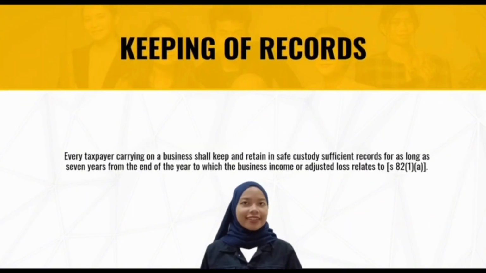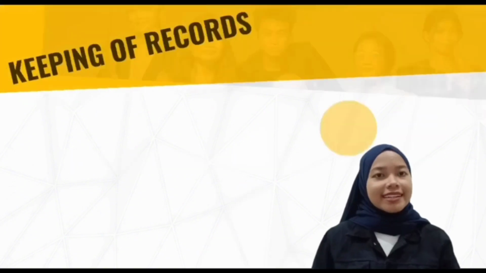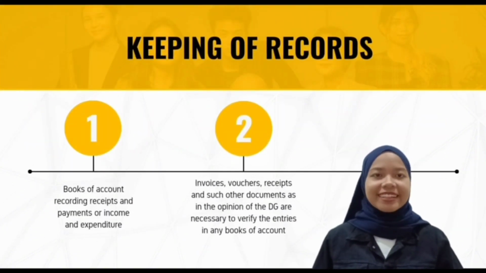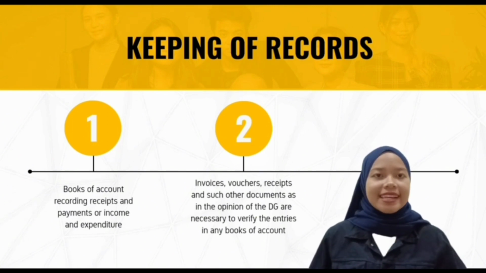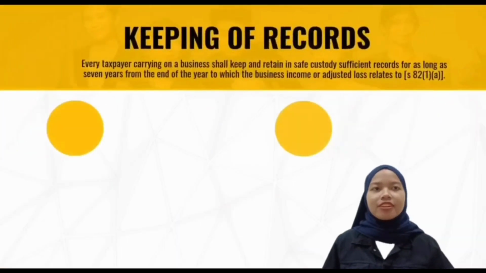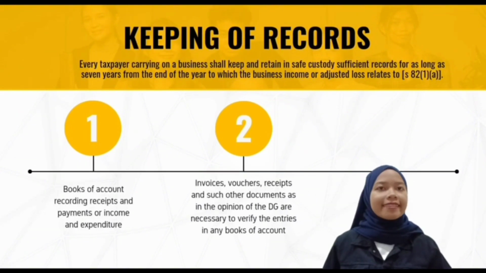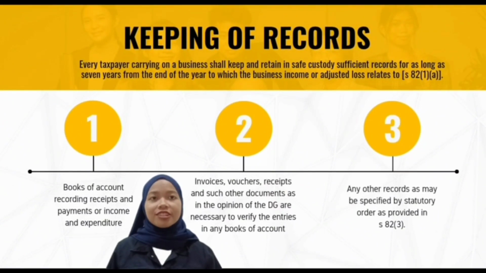Next is keeping of record. Every taxpayer carrying on a business shall keep records in safe custody for as long as 7 years from the end of the year to which the business income or adjusted loss relates, under Section 82 subsection 1A. Record is defined in Section 82 subsection 9 to include books of account recording receipts and payments or income and expenditure. Second, invoices, vouchers, receipts, and such other documents as in the opinion of the DG are necessary to verify the entries in any books of account. Lastly, any other records as may be specified by statutory order as provided in Section 82, subsection 3.